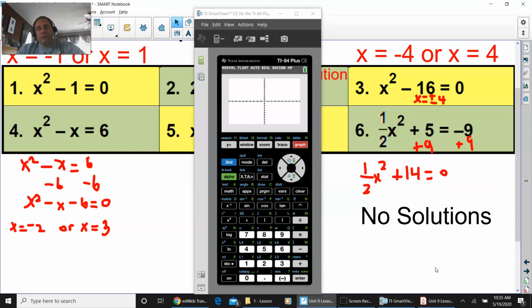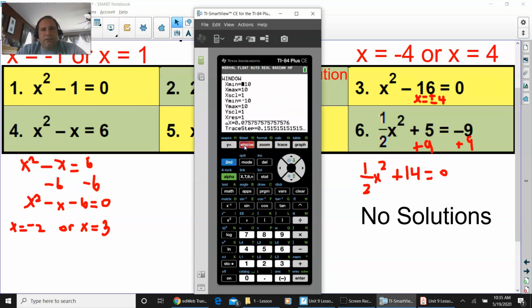All right, so there's no solutions because it doesn't cross the x-axis. You could see that it doesn't cross the x-axis, but just take a look. Let's just mess with the window, because I know that this is all the way up here. So let's just take a look at the window, and what do we need to increase here? The x has nothing to do with it, right? But let's go down to the y max, and I am going to put y max of 30. And let's see how that works out.